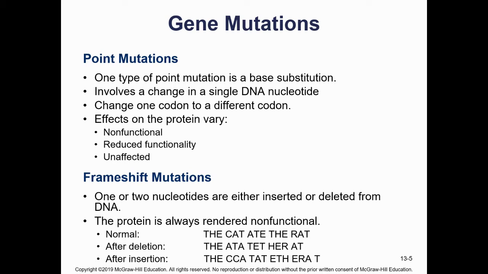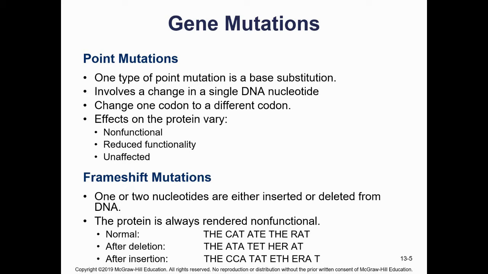How that actually affects the end product of our DNA, the protein that it codes for, depends on what the change is. It could render the protein non-functional, meaning whatever that enzyme's end product is won't get made. It can have reduced functionality. It won't be able to do its job as well, or it can be unaffected. We call that a silent mutation. So those are point mutations, one single base pair. We can also have frame shift mutations. This occurs when we either have one or two nucleotides inserted or deleted from the DNA.